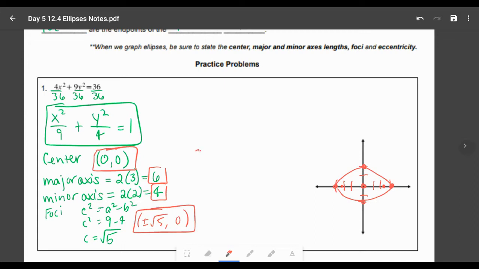All right, and then the eccentricity. So remember, the smaller the number, closer it is to 0, the more it's going to look like a circle. If you have a super elongated ellipse, then as it approaches 1, it'll look more and more like a parabola. All right, so we just need to do E equals C over A, and C is root 5, and A is the 3. All right, so that gives us the eccentricity value.